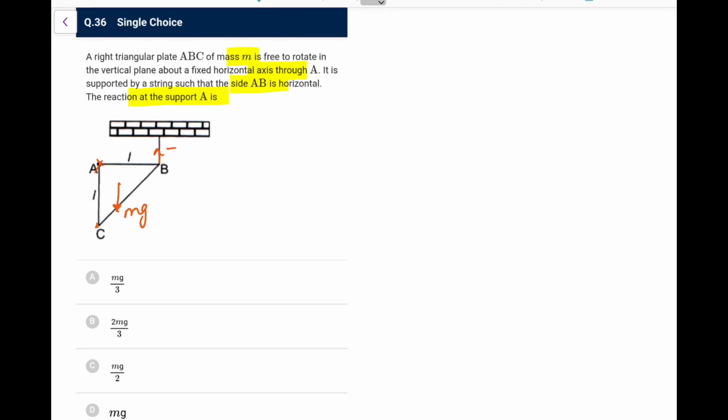For this right triangular plate, I can make out this distance from the axis would be L by 3. You can directly say, assuming let's say 2 and 3 masses here, so these two will be on the same line, so the gap would be ml divided by 3m. So it is L by 3 here. Now the torque of the tension and this should be balanced. So T into L should be equal to mg into L by 3. So T is mg by 3.